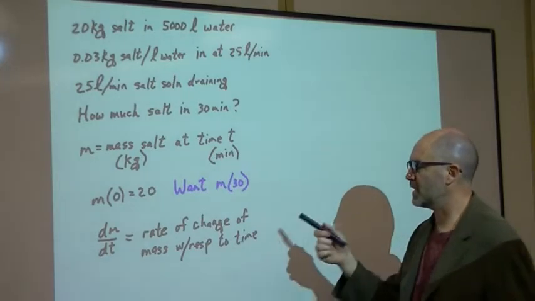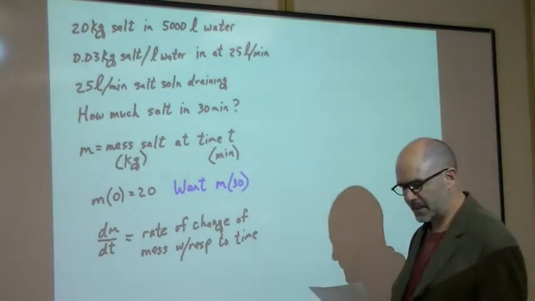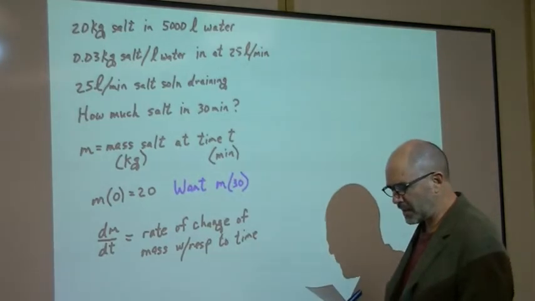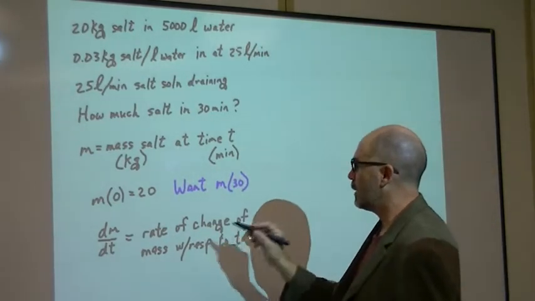Okay, dm dt is the rate of change of mass with respect to time. So that's going to be measured in kilograms per minute.